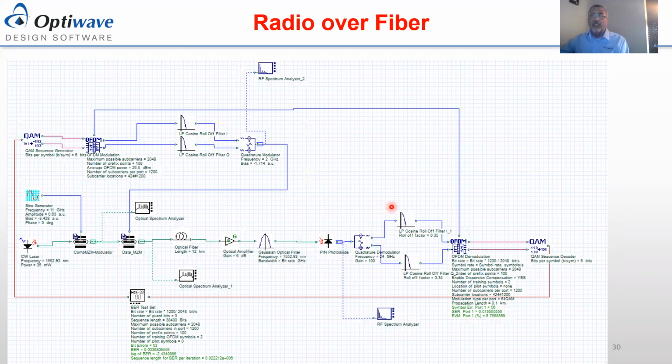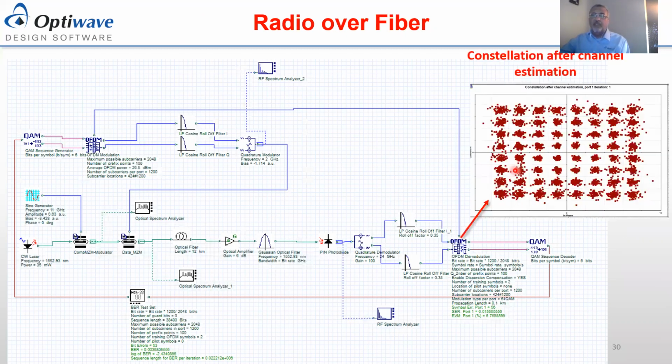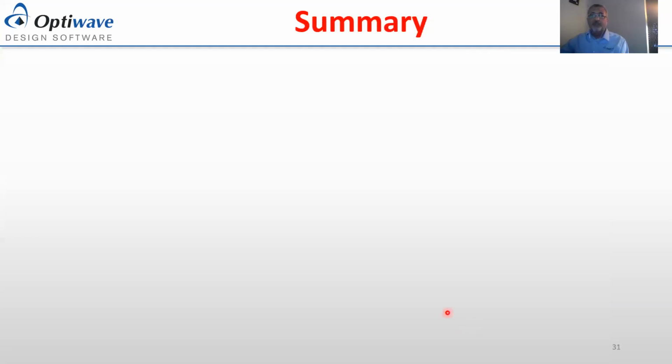Now, this chart here is just to compare the experiments and the simulations, and there is a very good match between both of them. In this slide, I'll show you the simulation and the constellation measured at the OFDM output, and about 6.7% EVM is measured.